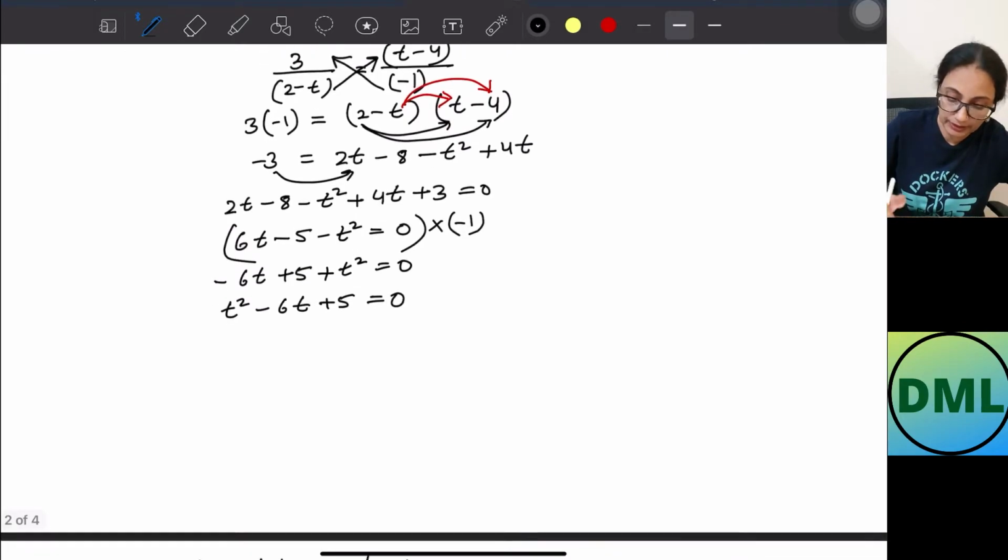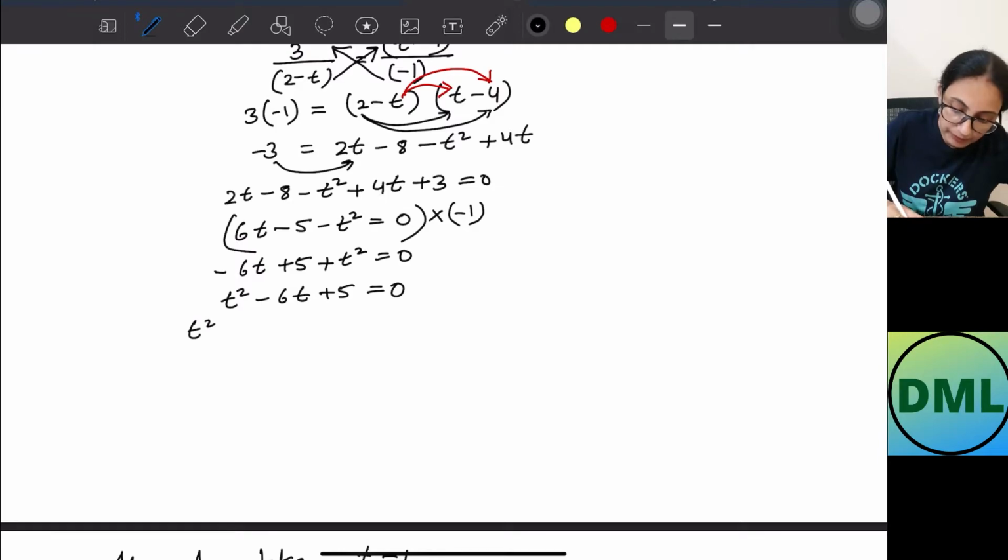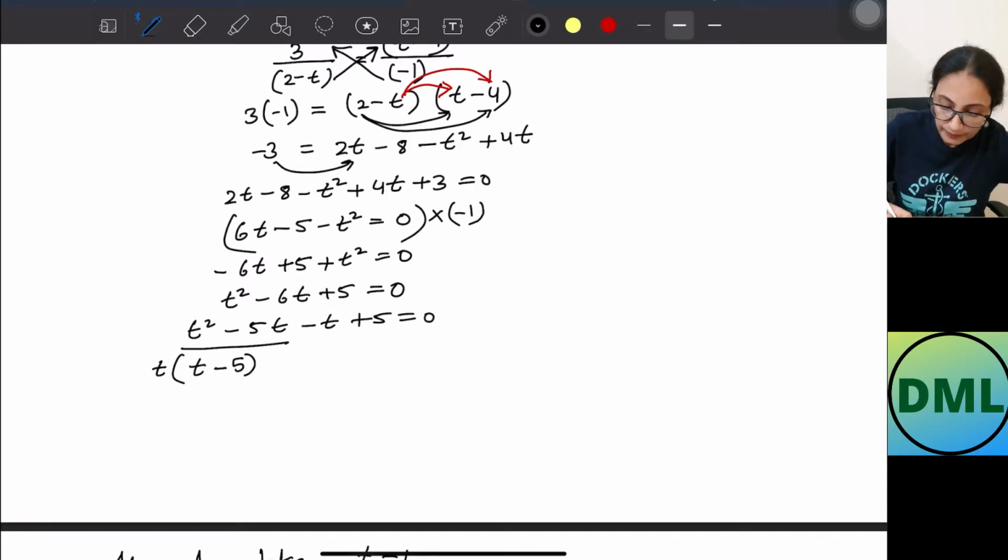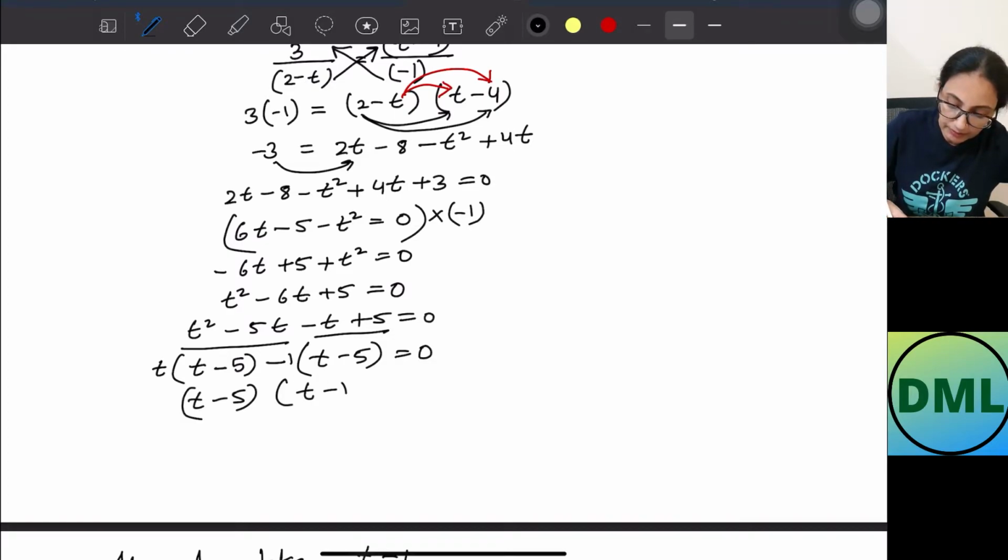Now I have to factorize that. So that will be t square minus 5t minus t plus 5 is equal to 0. From the first two, t is common. So take it as a common factor. t minus 5 is left. From the second factor, minus 1 is common. So it will be t minus 5 is left and then close the bracket. So t minus 5 and t minus 1 are the two factors of this given equation.